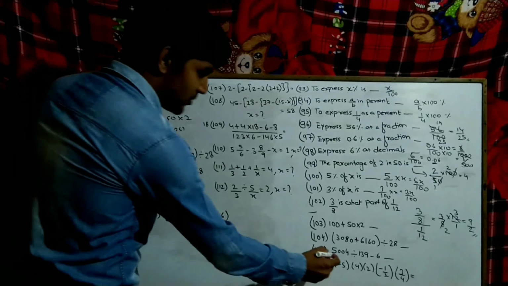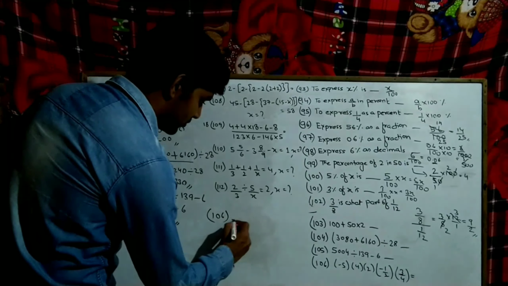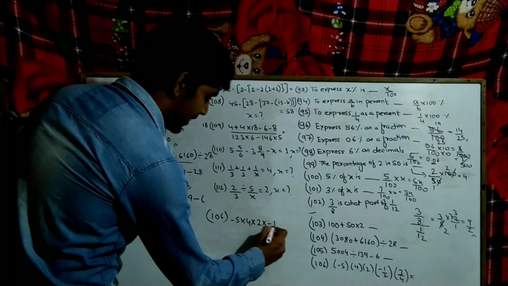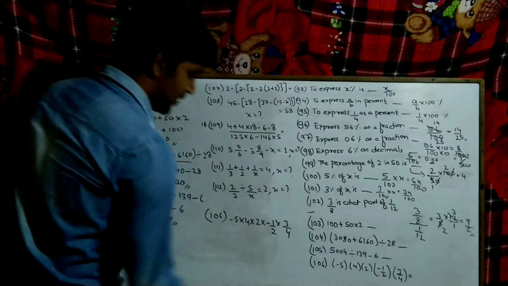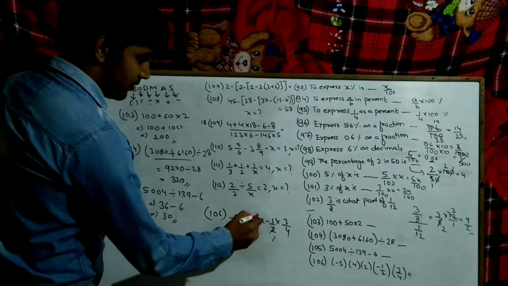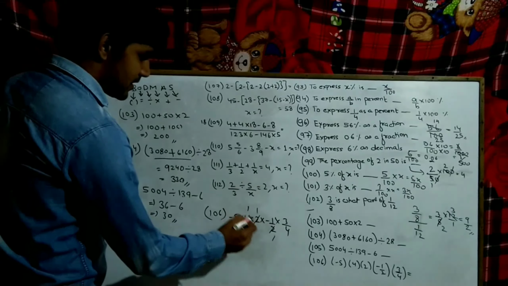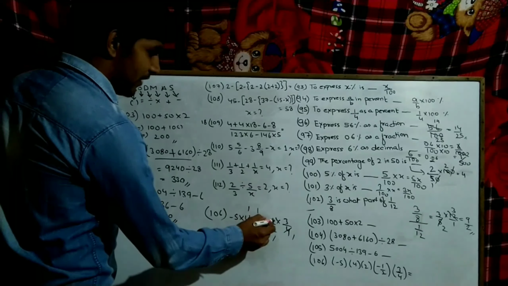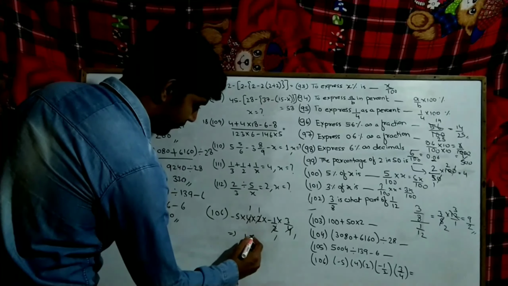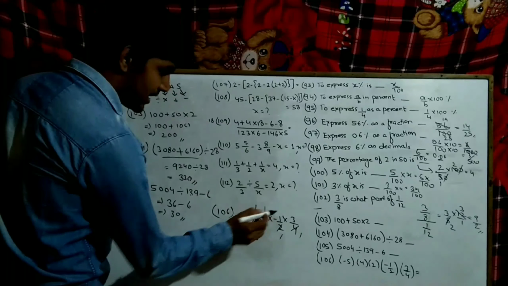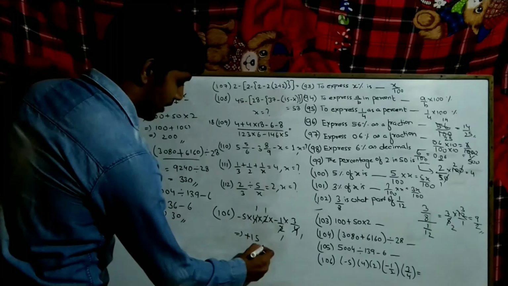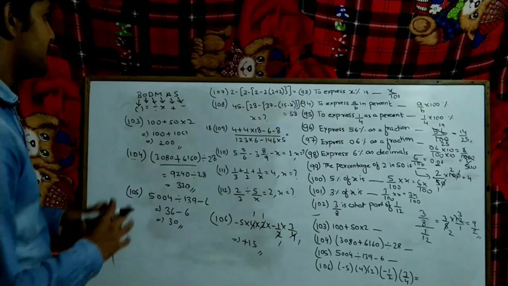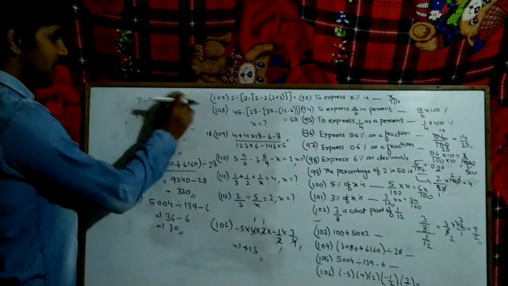Now let's go to the 106 problem. You just open the brackets. So minus 5 into 4 into 2 into minus 1 by 2 into 3 by 4. See, 2 ones are 2, 4 ones are 4, 5 into 1 is 5, 5 threes are 15. So it will come 15. But minus becomes plus, so the answer is 15. I hope you are clear. Now let's go to the 107 problem. You have to remember this one.